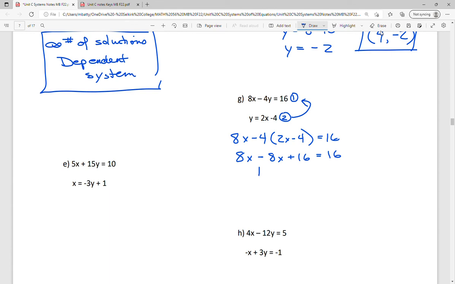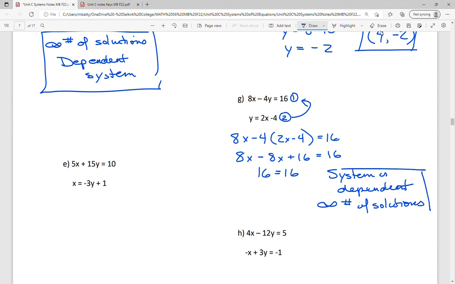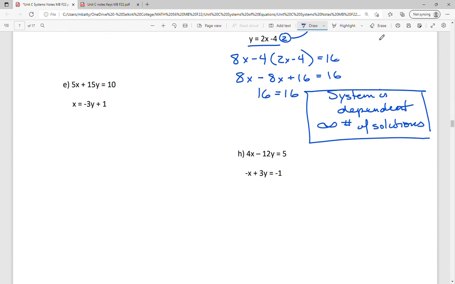I'm going to get down to a line of truth. If I'd subtracted 16 from both sides, I would get down to a different line of truth. It doesn't matter what this is. If one thing equals another, that's your line of truth. That tells you your system is dependent. And really, there's an infinite number of solutions. And as a reminder, what we were talking about is these are actually the same line on the graph, even though they look different.